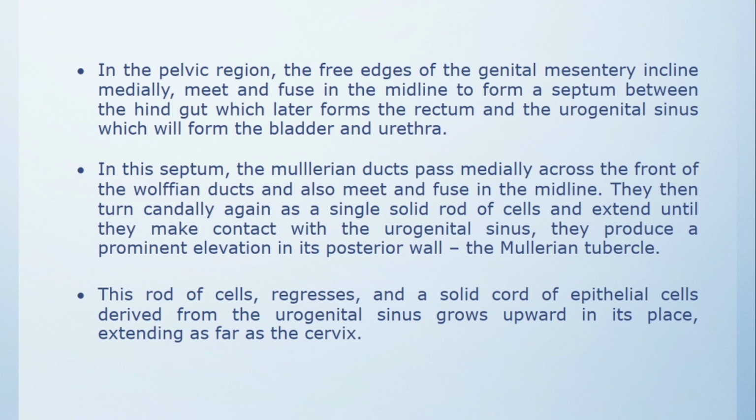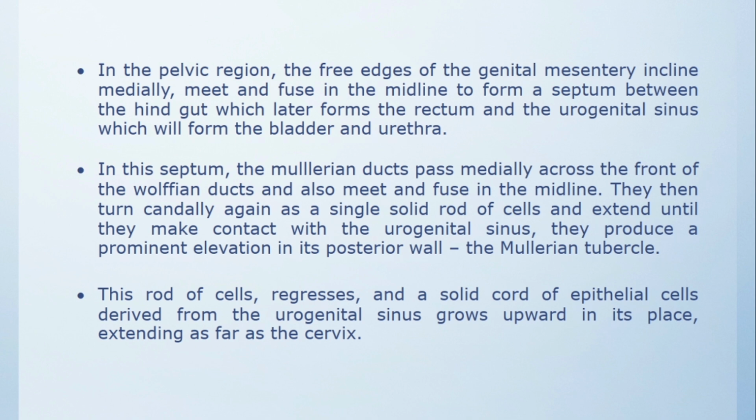In the pelvic region, the free edges of the genital mesentery incline medially. They meet and fuse in the midline to form a septum between the hindgut, which later forms the rectum, and the urogenital sinus, which will form the bladder and the urethra. In this septum, the Mullerian ducts pass medially across the front of the Wolffian ducts and also meet and fuse in the midline. They then turn caudally again as a single solid cord of cells and extend until they make contact with the urogenital sinus.